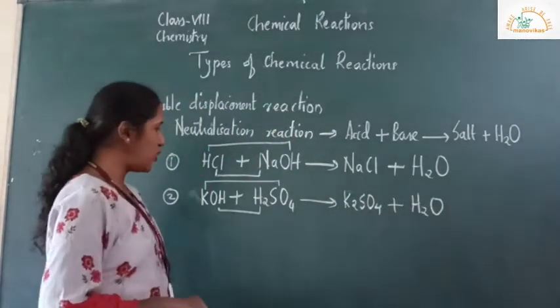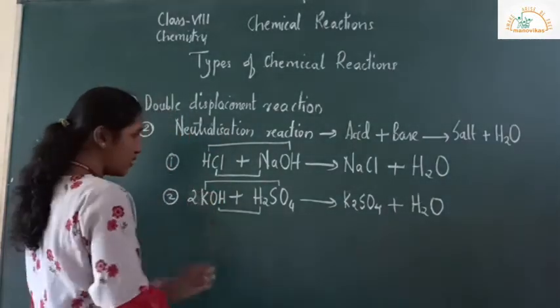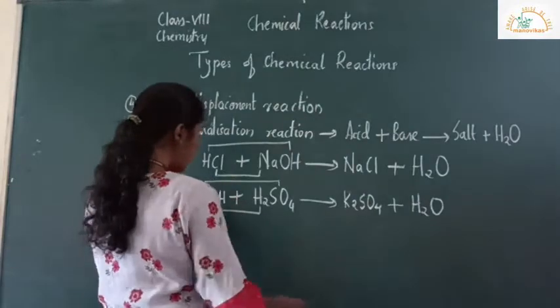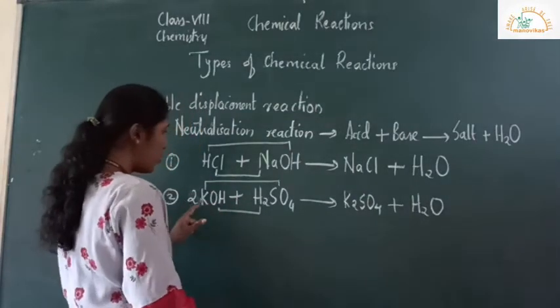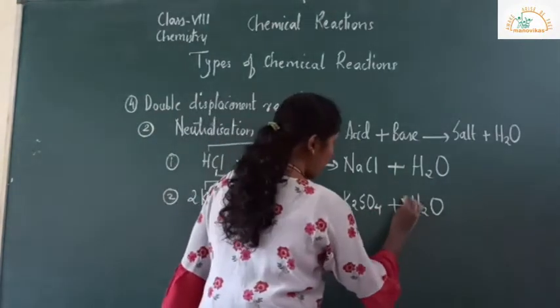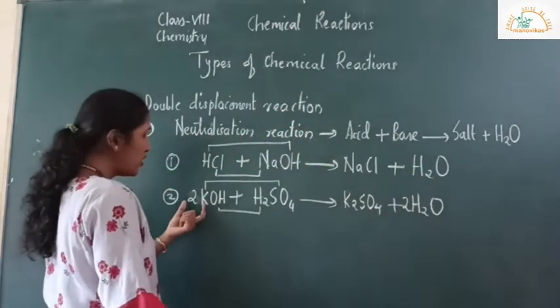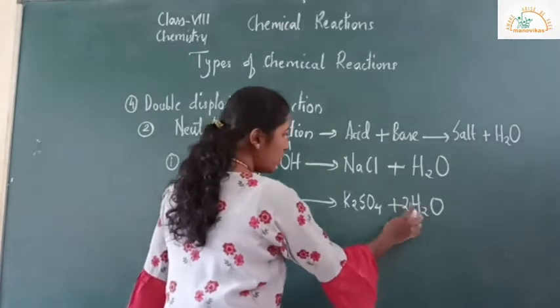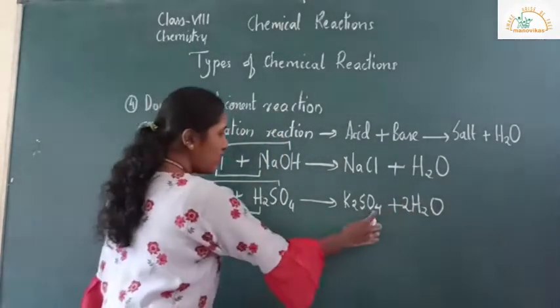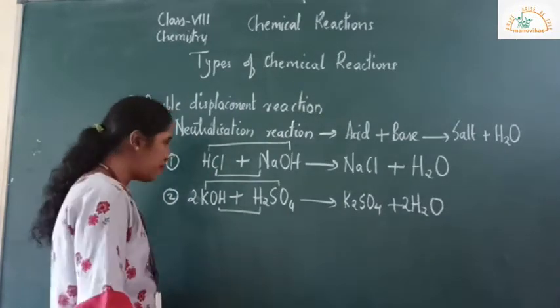So check if the equation is balanced. Now the equation is not balanced, so we need to balance it. So 2K, K2, then hydroxide, oxygen is 2 and 4, that is 6. So here 4 and 1, so I will put 2 here. So oxygen is balanced, hydrogen is 2 and 2, 4, hydrogen 4. Sulfate is 1, here also it is 1. So now the equation is balanced.